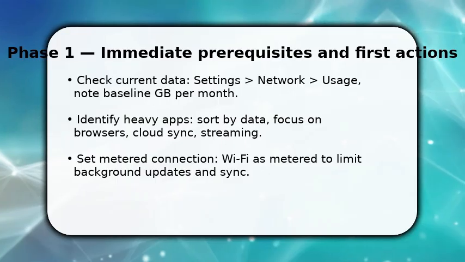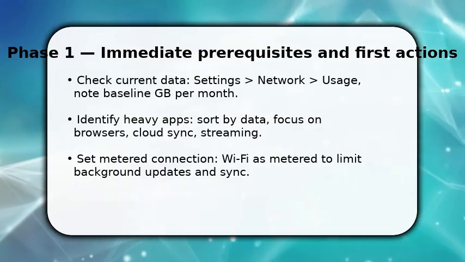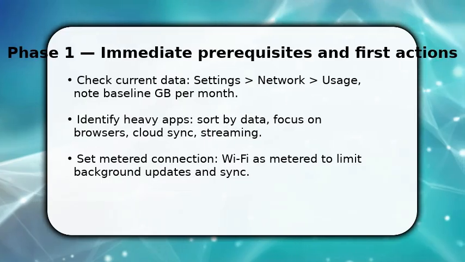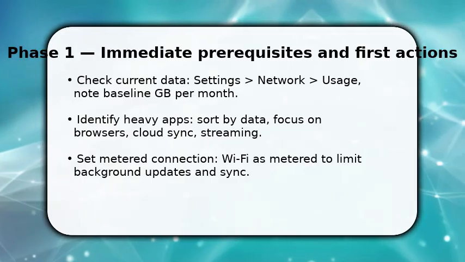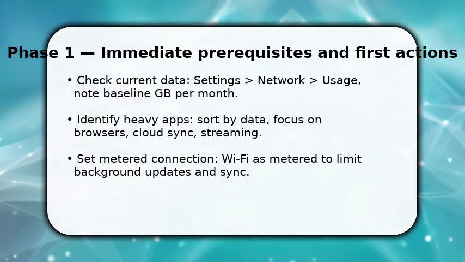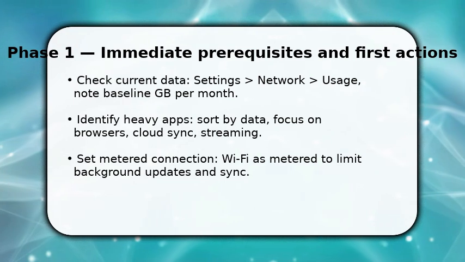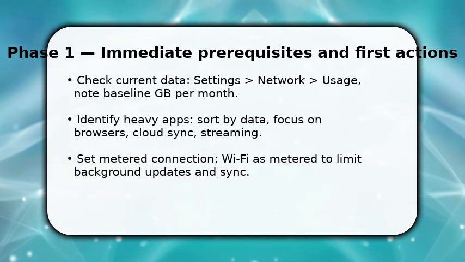Once identified, set your primary Wi-Fi as a metered connection to block automatic updates and background syncing. This immediately reduces unknown data drains. Also, disable auto start apps and sign out of cloud clients until you configure selective syncing and limits.